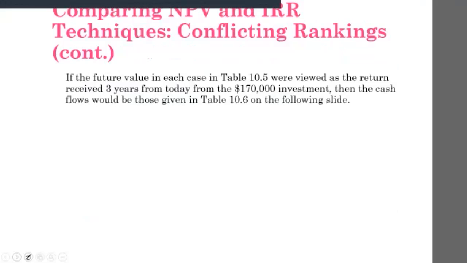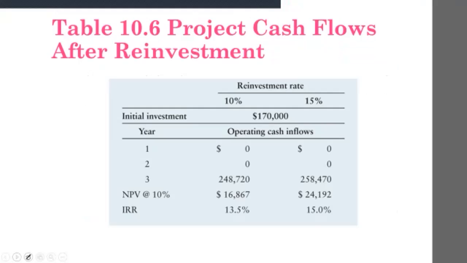If the future value of each case in Table 10.5 were viewed as a return received 3 years from today from the 170 investment, then the cash flows would be those given in Table 10.6. Right, so we just calculated that.